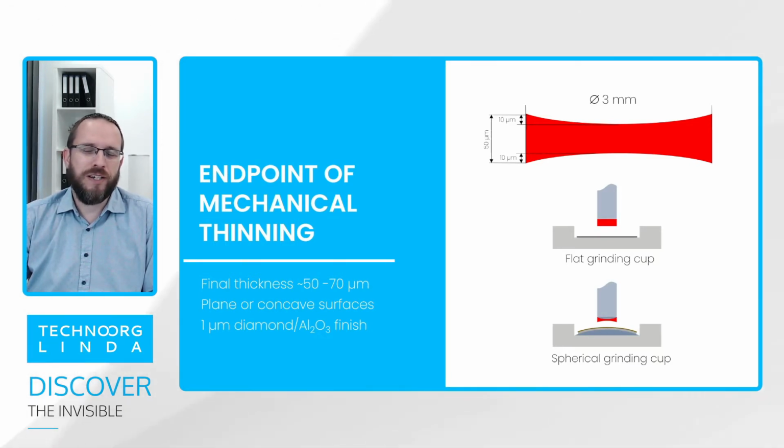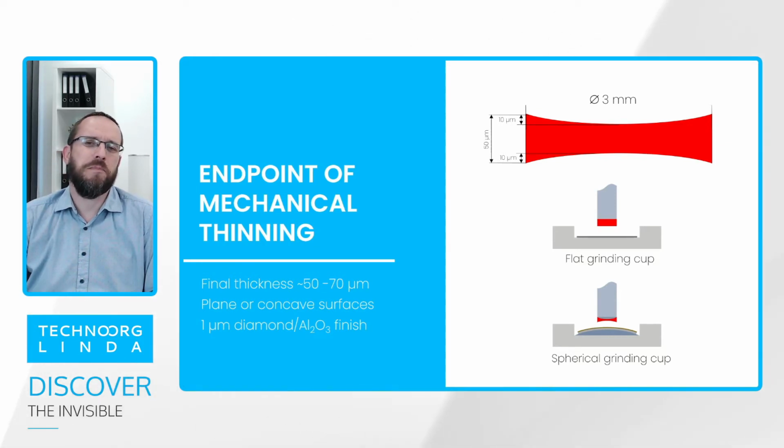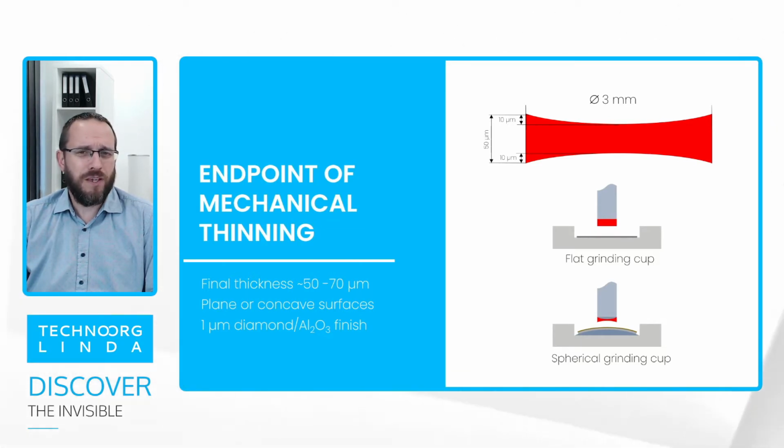The flat grinding cup or grinding surface for this machine is quite obvious. You can use it for making flat surfaces, but there is also a spherical grinding cup for this machine, which helps you to obtain concave sample surfaces. So you will end up with a disc a bit thinner at the center than at the outer edge.